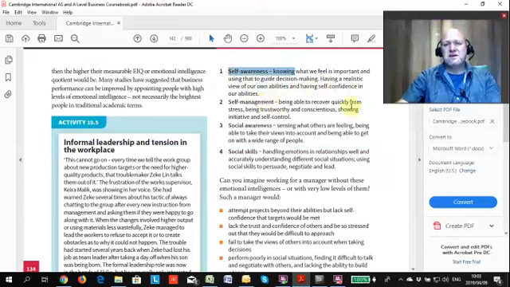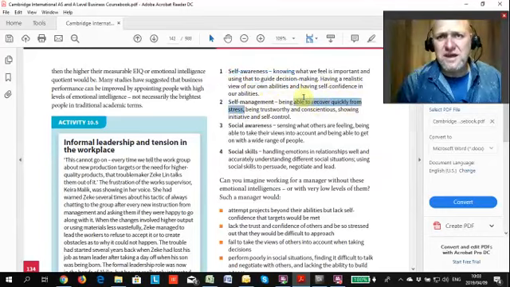Self-management, on the other hand, is whether you're able to recover quickly from stress. So in the class, I shouted at everybody and I said, what are you doing? Sit up straight.